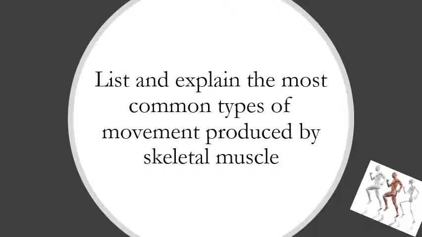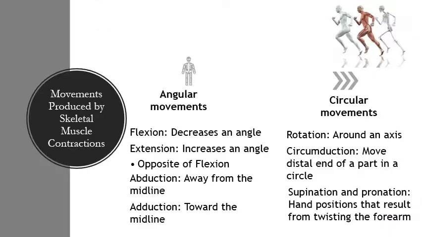Okay, the next part says, list and explain the most common types of movement produced by skeletal muscle. Okay, let's talk about the different kinds of movements that you're going to see. And on the next slide, we're going to see the body doing those movements. Okay, so angular movements are flexion and extension.